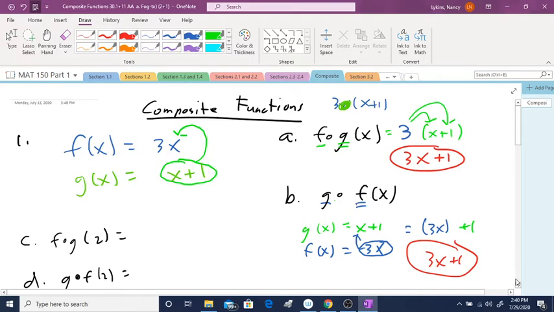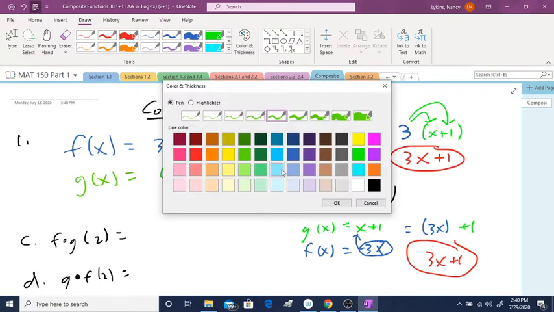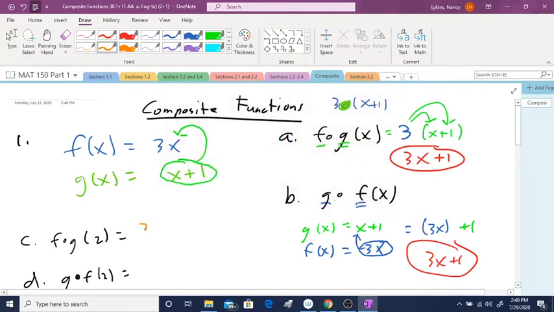Now in part C and D, I give you the composite, but what I'm giving you now is a value of 2 on both parts. So what we're going to do on both parts is this. I'm going to take my 3x plus 1 on both of my answers. Now, this is just one of those strange coincidences. Not all of these will be the same answers in part A and B.